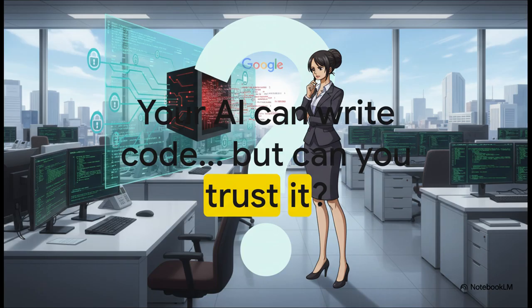So we've all seen AI assistants that can spit out code in seconds. It's pretty amazing. But here's the real billion-dollar question. Can you actually trust it? The problem is, a lot of these tools are basically a black box, right? You give it a prompt, it gives you back some code, and you just gotta hope that it's secure, that it's efficient, and that it's even correct. Well, Google is trying to change all of that.